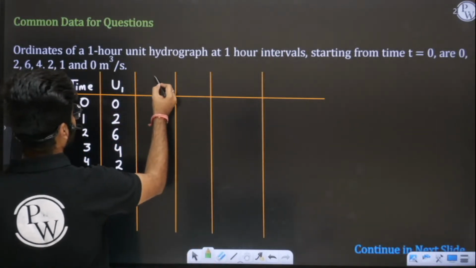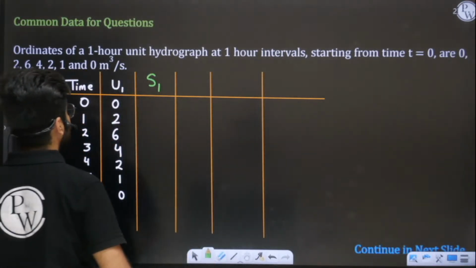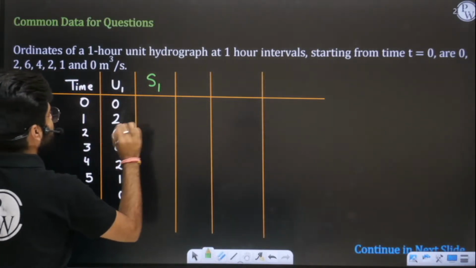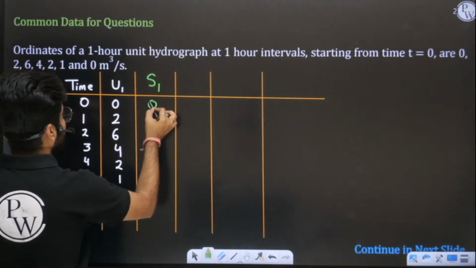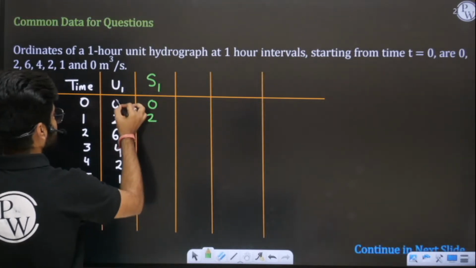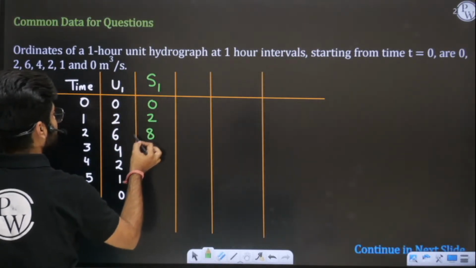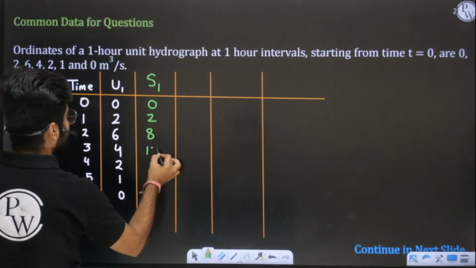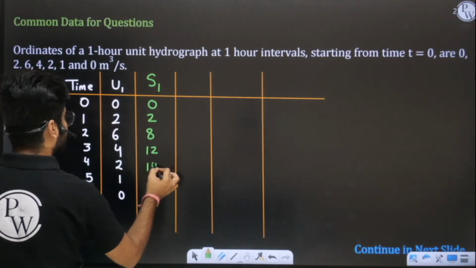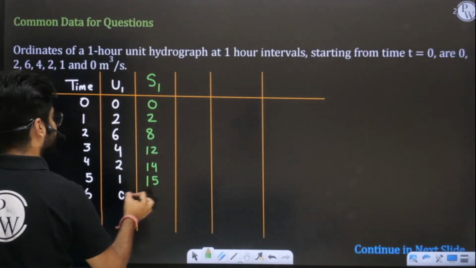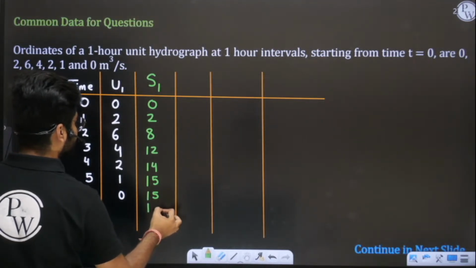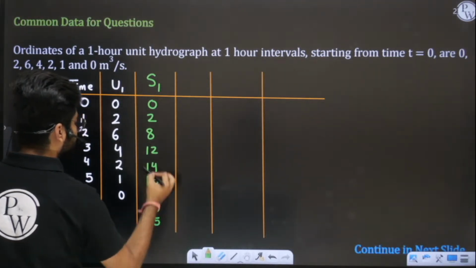Now, if I want to draw the S curve, how will I draw it? Ordinates are given to you. Simply you have to sum them up. 0, 0 plus 2 is 2. Sum up till here is 8. 2, 6, 8. 8 plus 4 is 12. 12 plus 2 is 14. 14 plus 1 is 15. And 15 plus 0 is 15. Like this you will get the values. The S curve will be constant.